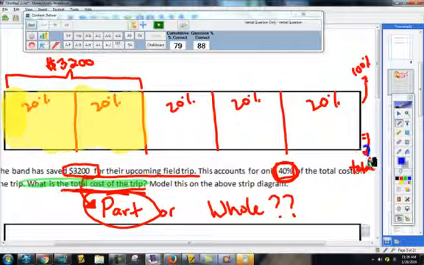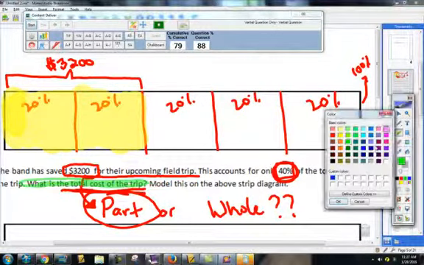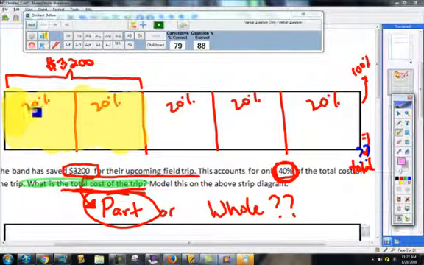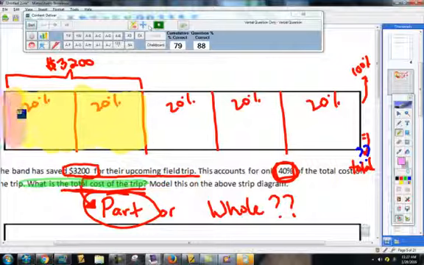We do not know the total cost. That's what we've got to figure out. Remember, the whole point to a bar model of any kind is to figure out how much is in one. Now, we already figured out that one of these pieces was 20%. Now we need to figure out how much money would be in each one of these pieces, right? So let's look here.